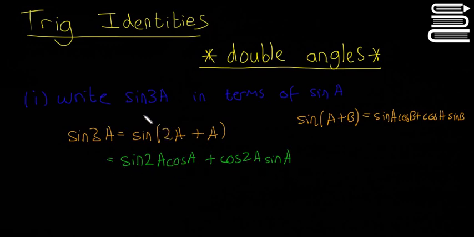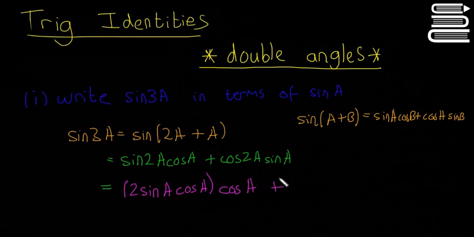You can go through it slower, write sine of a plus b over it, write out the whole formula and just slowly stick them in. So now we want to get rid of everything that's cos and sine of 2a. So I'm going to change sine of 2a. Another way of writing sine of 2a, I'll do it in purple, is 2 sine of a cos of a. And then cos of a just stays as cos of a at the moment.